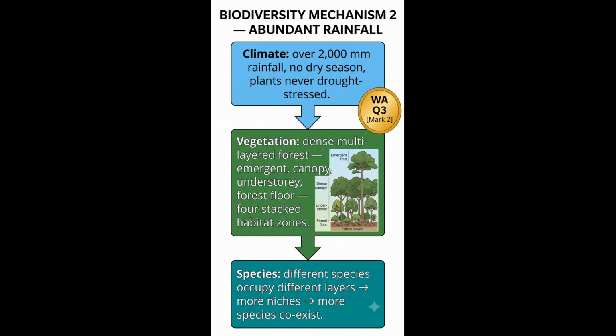Now the effect on species. Different species occupy different layers, different food sources, different microhabitats. A bird that nests in the emergent layer does not compete with a frog that lives on the forest floor. More habitat niches mean more species can coexist in the same forest without competing for the exact same resource. That is WA Question 3, Mark 2.